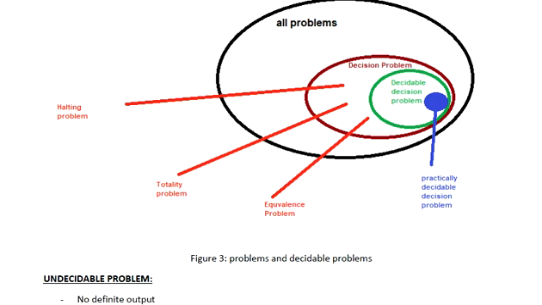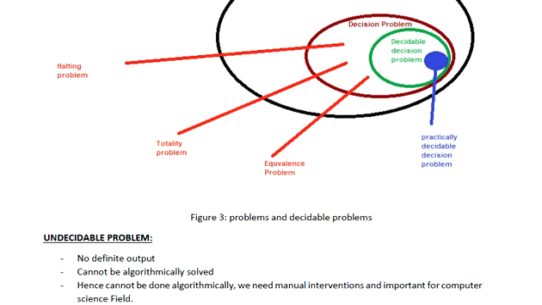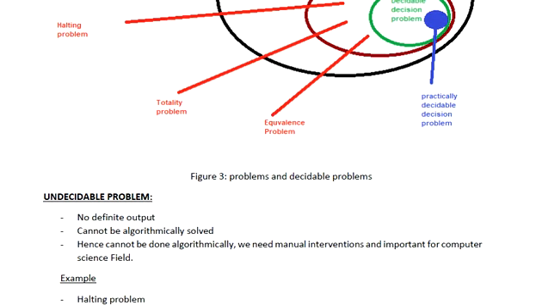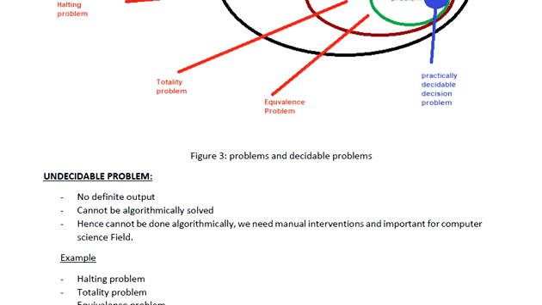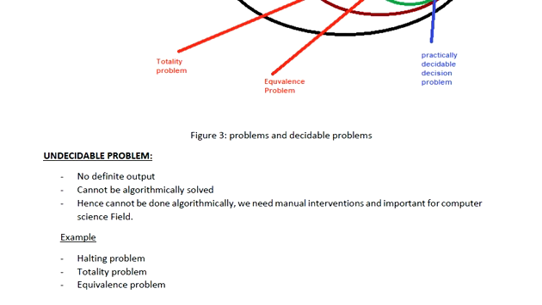So be with us. Now I'd like to also tell you about what an undecidable problem is. It is a problem which doesn't define any output and cannot be solved algorithmically, and hence we cannot do anything about this kind of problem. Examples are the halting problem, the totality problem, and the equivalence problem. The next video will cover what the halting problem is, with an explanation and proof of how the halting problem is undecidable, and the other problems.